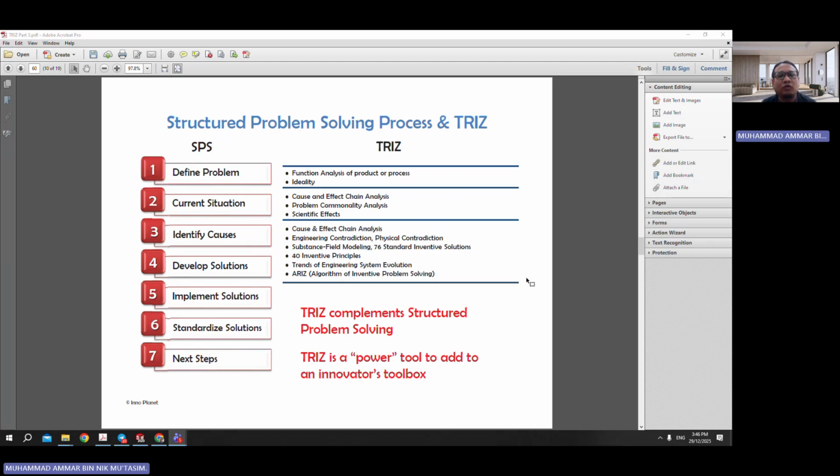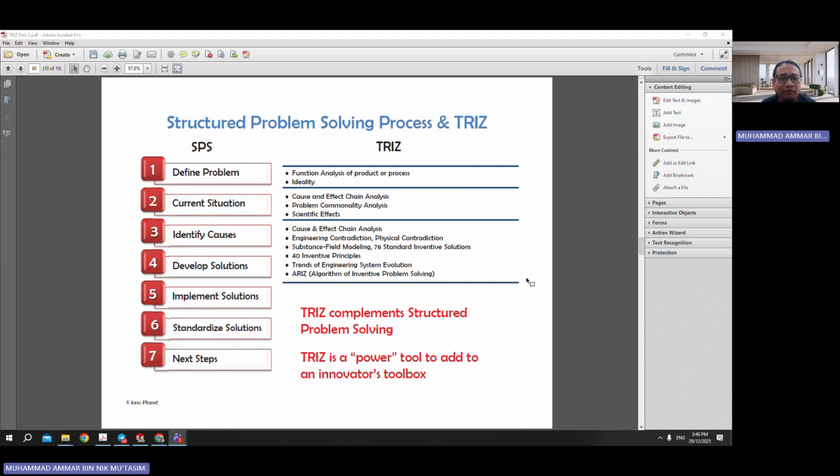Now, the structured problem-solving process and TRIZ are almost similar. Defining SPS, structured problem-solving, which is step 1 to step 7, when we compare it to TRIZ, we can see several similarities between TRIZ and SPS. For example, functional analysis of product or process or ideality means it is a definition of the problem and the current situation. The current situation can also be expressed in cause and effect chain analysis, problem commonality analysis, and scientific effect. So these five important aspects in TRIZ can be used to define the SPS number 1 and number 2 steps.